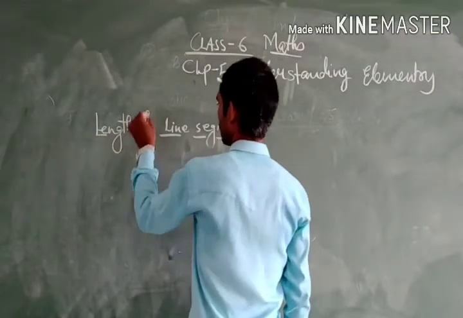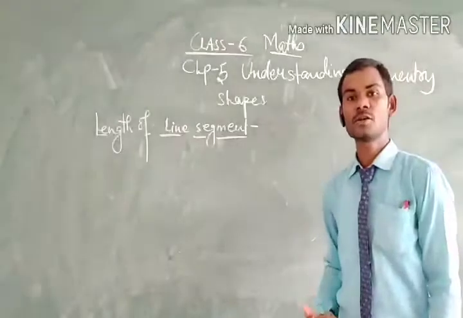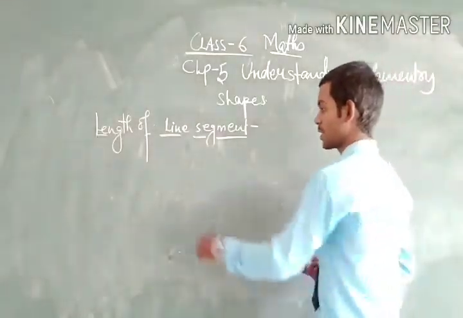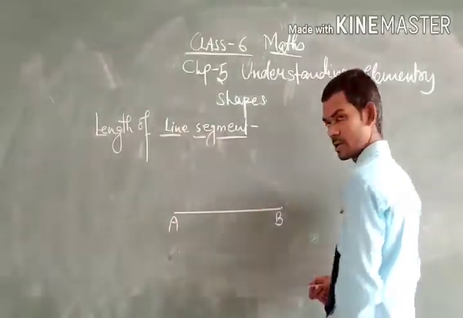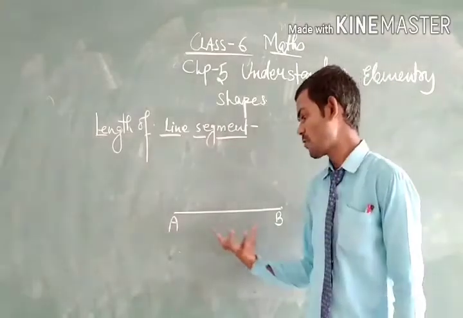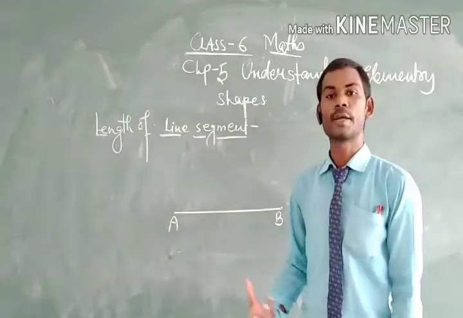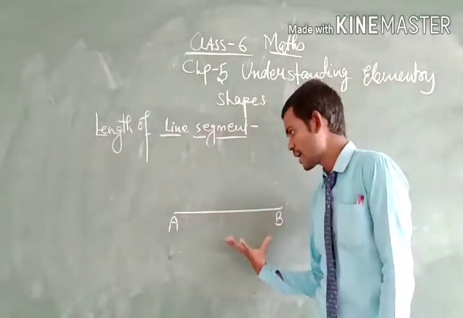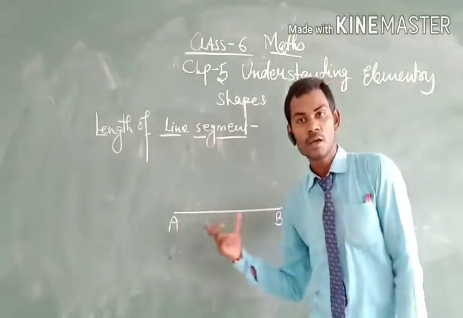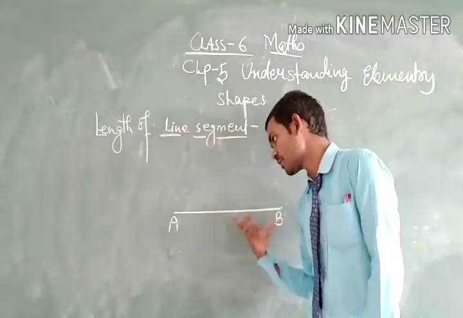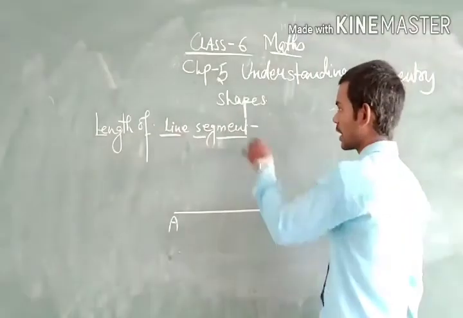Length of line segment. For this, suppose we have this line segment AB, then we have to find out how long it is. That means we have to find the distance between the two points. In order to find the length of this line segment, we have to find the distance between these two points, that is the distance between the points A and B.